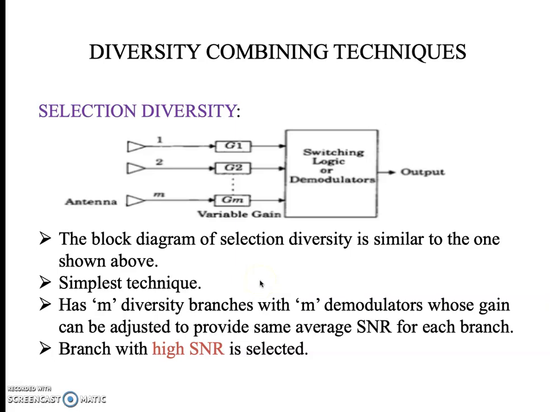The principle behind this selection diversity is that all the branches are scanned simultaneously at the same time, and the branch which has the highest instantaneous SNR is chosen. So that is what is given here. The branch which has the highest SNR is selected. So this is the principle behind selection diversity. This selection diversity is the simplest technique.